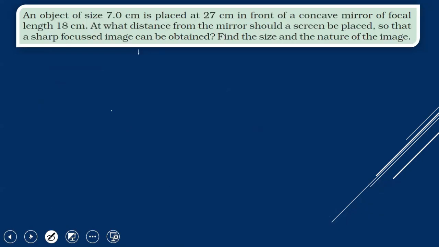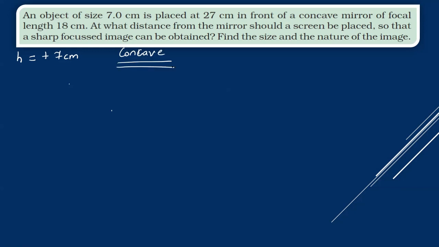Okay. So now this question says an object of size 7 centimeters. Object size is given, so that means your h is given, and we know by default h is always positive. So h is positive 7, placed at 27 centimeters in front of a concave mirror. So which type of mirror are we going to deal with over here? It is going to be a concave mirror.